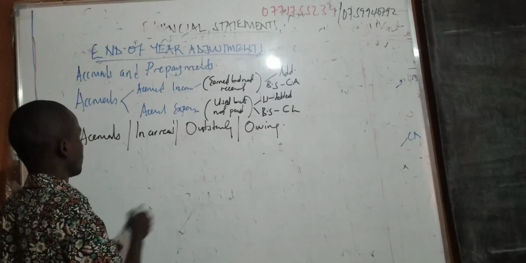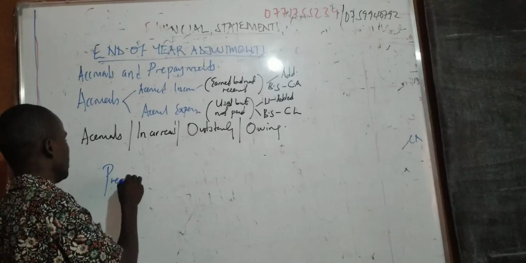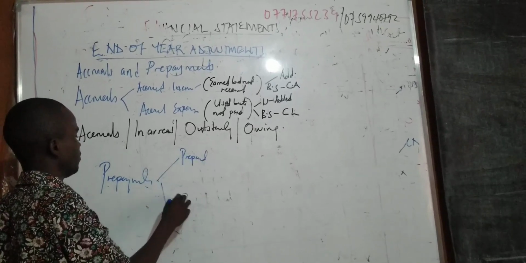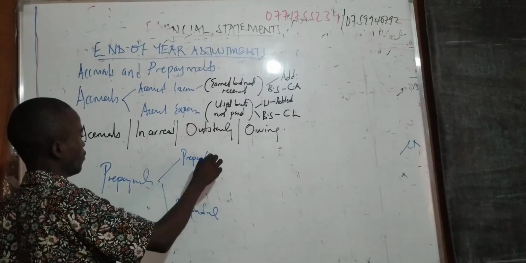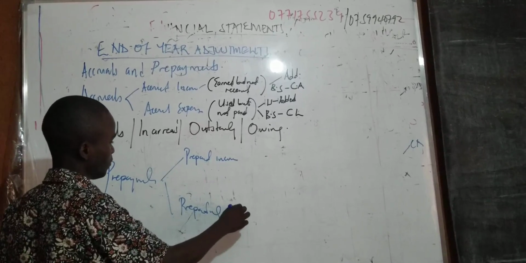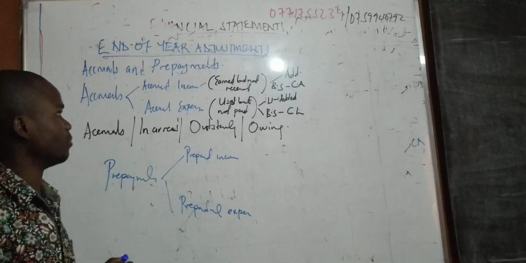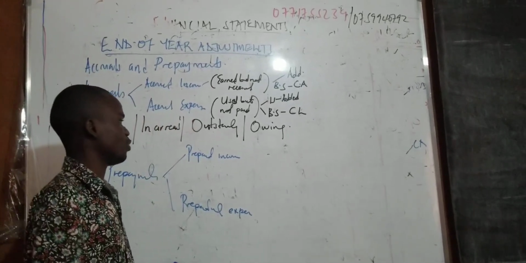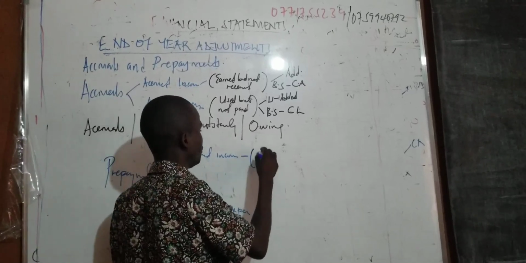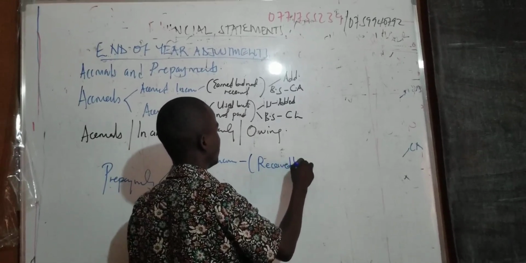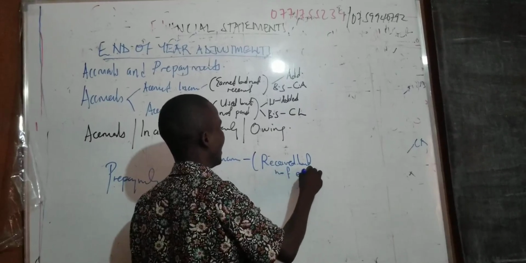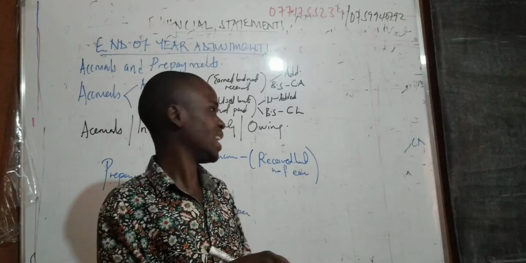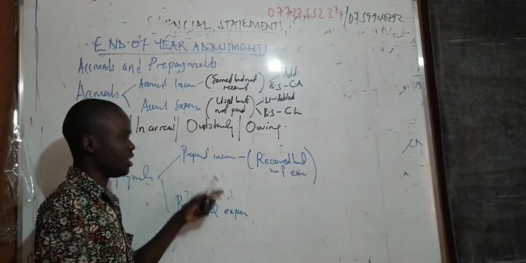Then for prepayments, we have prepaid income and prepaid expenses. What is prepaid income? Prepaid income refers to income that is received in advance. Income received but not yet earned. Assuming you are a landlord, and the client has given you 2 months ahead. So it is prepaid. Someone has paid you in advance.